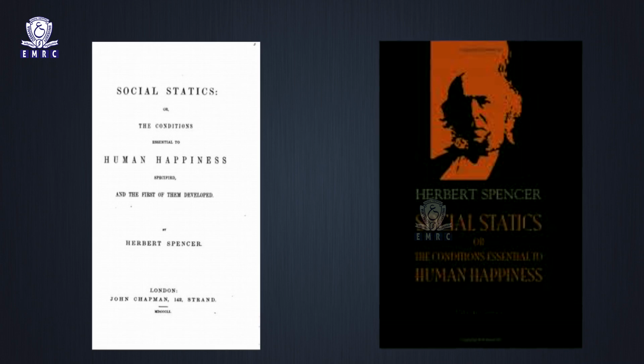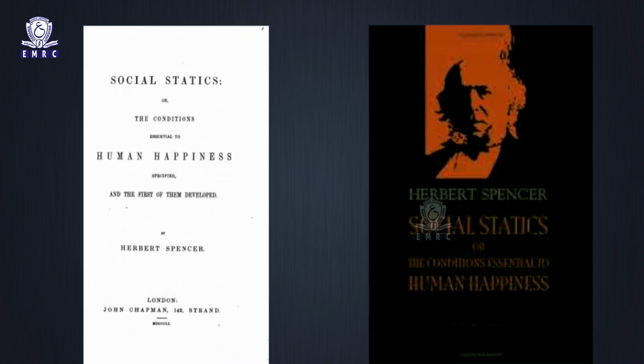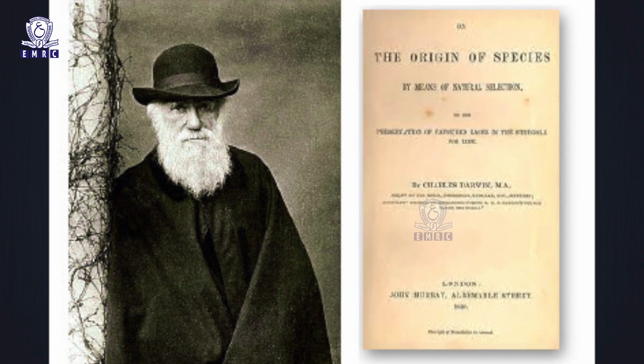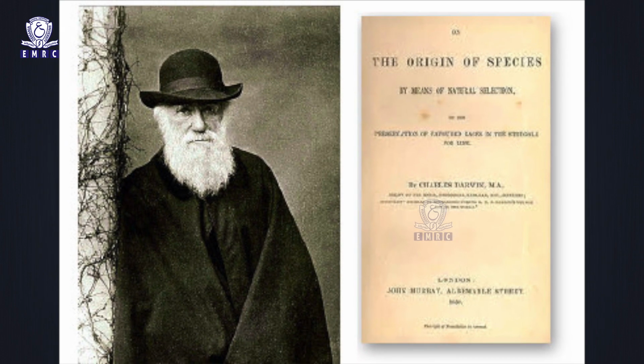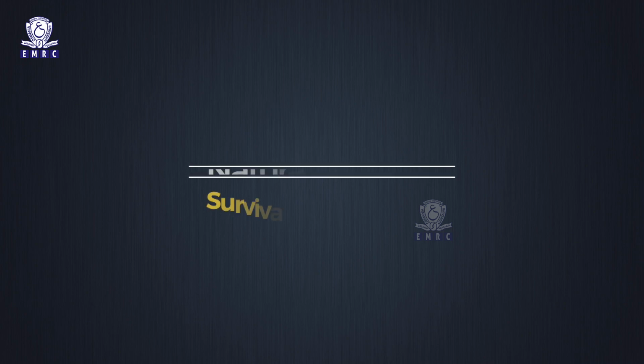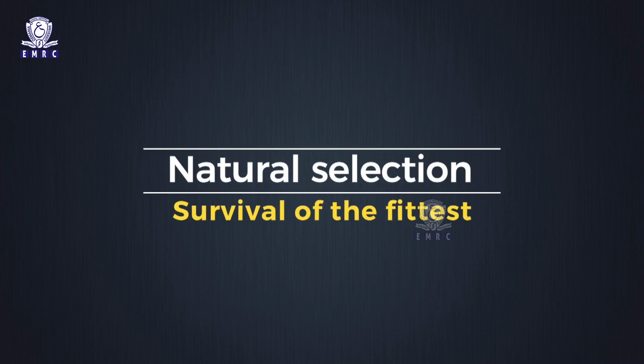In 1850, he published his first book, Social Statics. Spencer was influenced by Charles Darwin's book, The Origin of Species, published in 1859. Spencer's ideas about evolution were influenced by Darwin. However, Spencer stated that he was the first one to discover the basic ideas of natural selection and survival of the fittest. Spencer also advocated the principle of laissez-faire or free market.